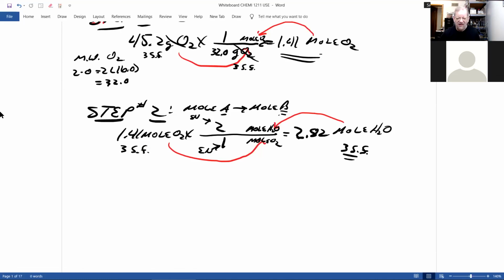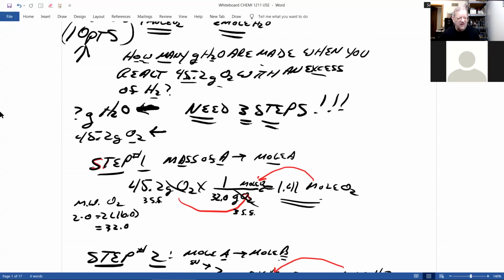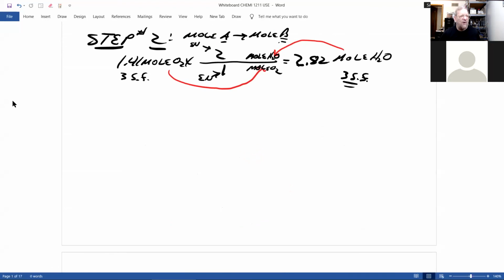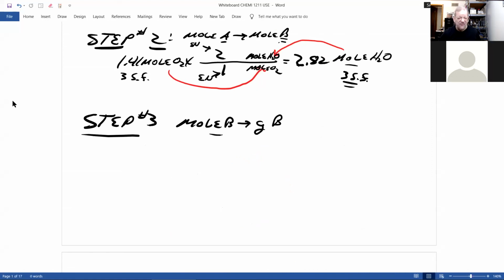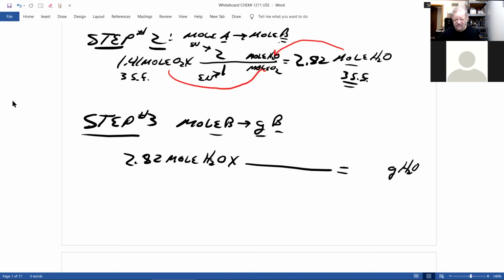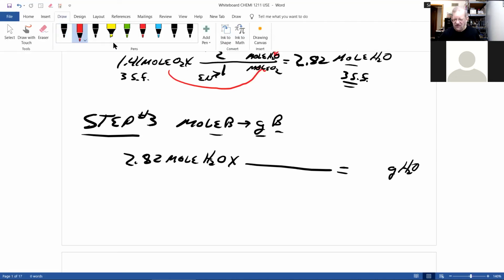Am I done? And the answer is no. How do I know? Because I took the time to figure out, that's why I like to put a question mark, I'm trying to get the grams of water. And now we'll have to do step number 3. That's moles of B to grams of B. And what's B? What we're trying to get to, in this case, 2.82 moles of water. And we're trying to get to grams of B, which in this case, B is water. And again, I'll use my good buddy, my good friend, unit analysis.